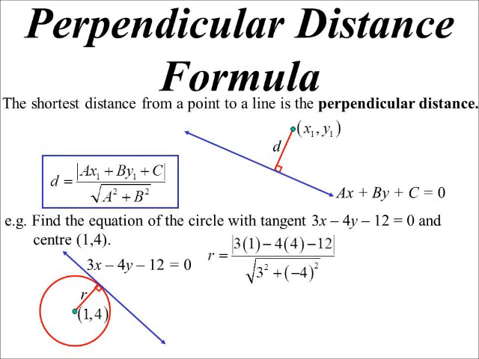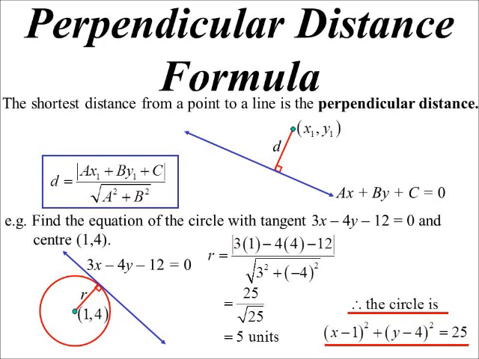So we'll sub it into our perpendicular distance formula. So the general form of the line on top, substitute in the point (1, 4), over the square root of those coefficients squared, so 3 squared plus negative 4 squared, and we get 25 on root 25, which is just 5. So we now know the circle has centre (1, 4), radius 5. So from what we saw when we shifted shapes around, we'll get (x minus 1) squared plus (y minus 4) squared equals 25. So that's just one example of where the perpendicular distance formula can come in handy.